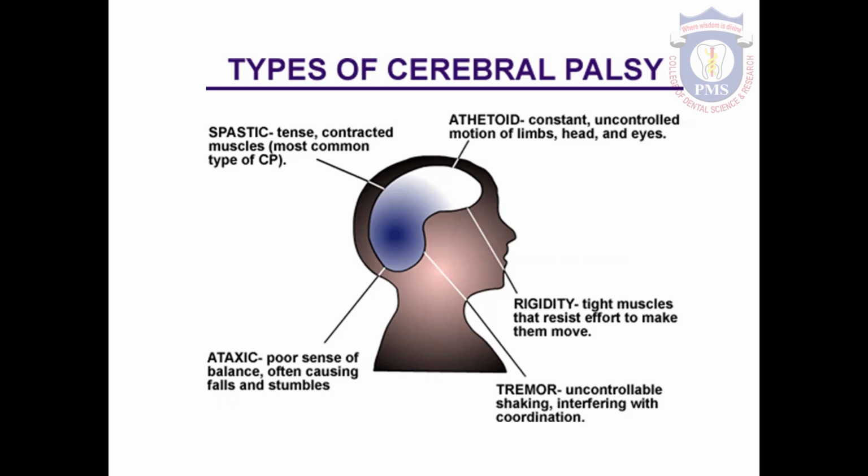Ataxic, which affects the cerebellum, where there is a poor sense of balance. That is, the child may not have proper balance, and might fall or stumble. What you can see is that these children have difficulty with depth perception, that is, they cannot identify depth. If they want to climb down the stairs or steps, they cannot place their feet properly, and they might fall. That is the ataxic type of cerebral palsy.